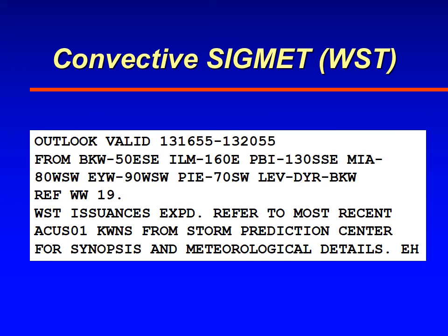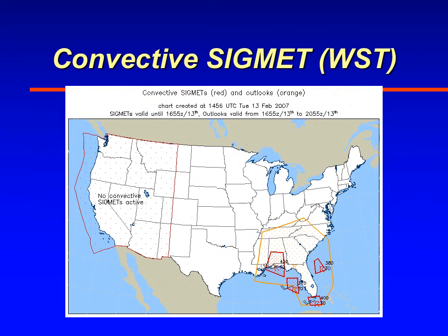So here's an outlook also for that same area too. But those are all the thunderstorms that are off the Florida coast. So you can see the outlook area is highlighted in yellow, and the one that we just read is the one that is off the east coast of Florida over the ocean. That's all I have for convective SIGMETs for you today.